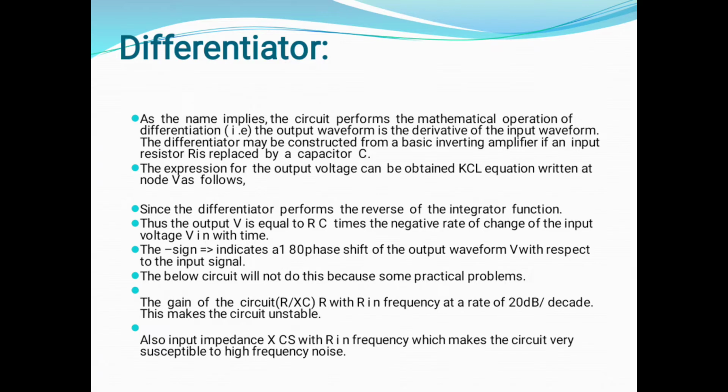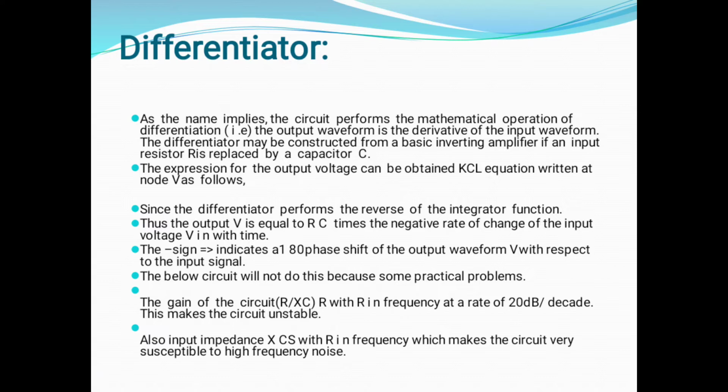The expression for the output voltage can be obtained by writing the KCL equation at node V2 as follows. Since the differentiator performs the reverse of the integrator function, the output voltage V0 is equal to RFC times the negative rate of change of the input voltage Vin with time. The negative sign indicates a 180-degree phase shift of the output waveform V0.